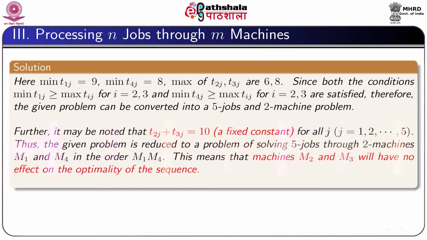Further, we notice that T2j plus T3j equal to 10, a fixed constant for all j equal to 1 up to 5. Thus, the given problem is reduced to a problem of solving 5 jobs through 2 machines, and those machines are M1 and M4 in the order M1, M4. This means that the machines M2 and M3 will have no impact on the optimal sequence of the problem.